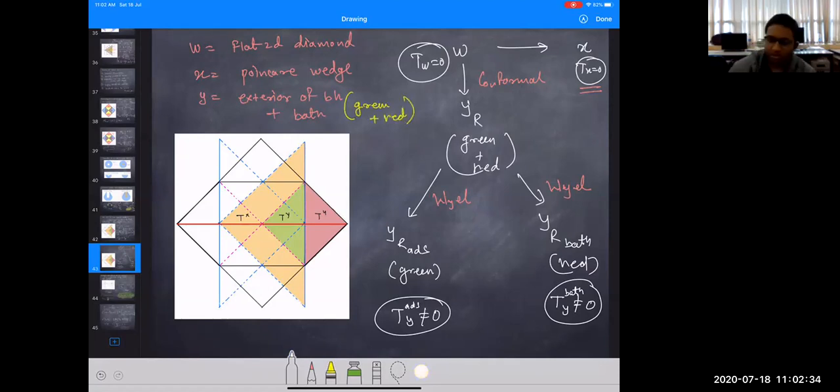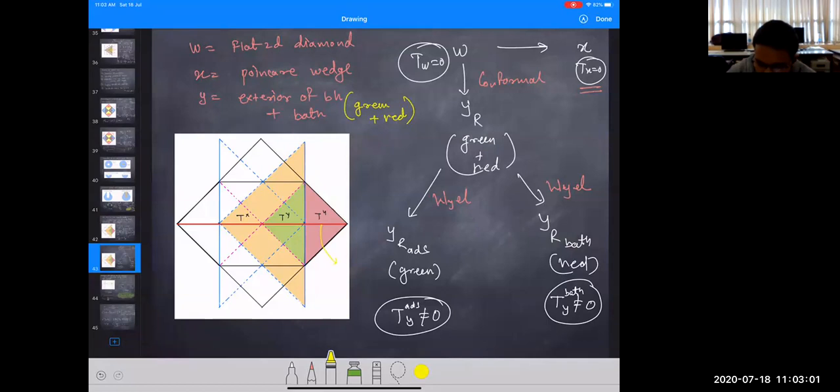So if you impose the condition that the stress tensor in x coordinates is 0, from the coordinate transformation you can find out that the stress tensor in w coordinates is also 0. What does that mean? That along the red slice here, the stress tensor is 0. That means we are really considering the vacuum in w coordinates for the CFT. So I'm putting a CFT all over this manifold.